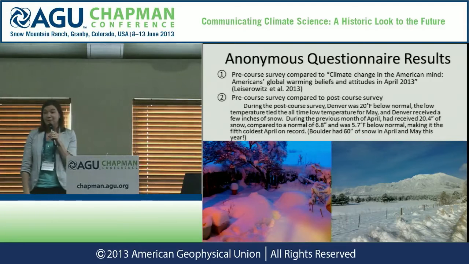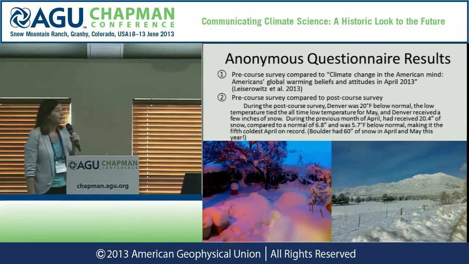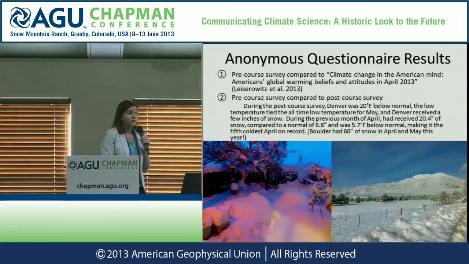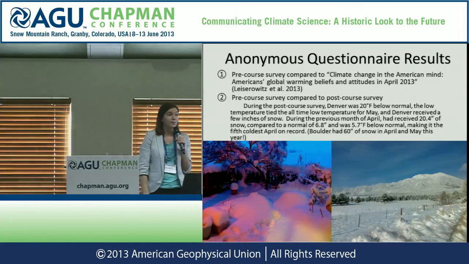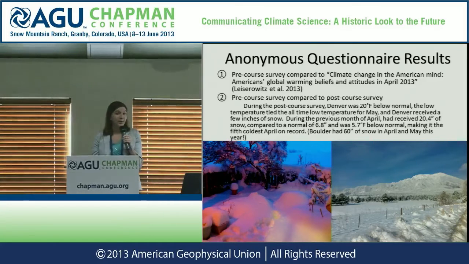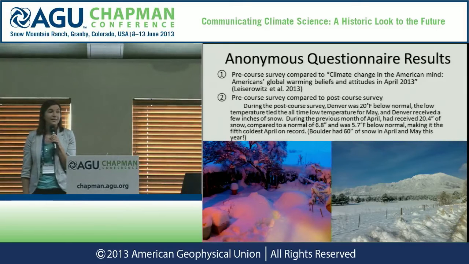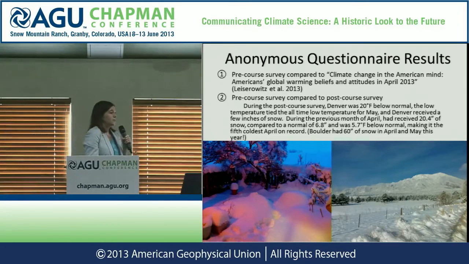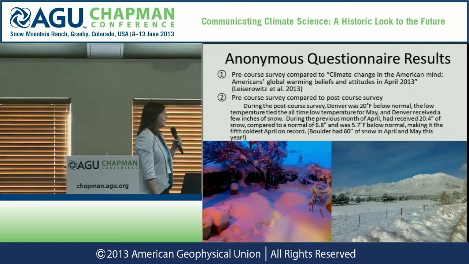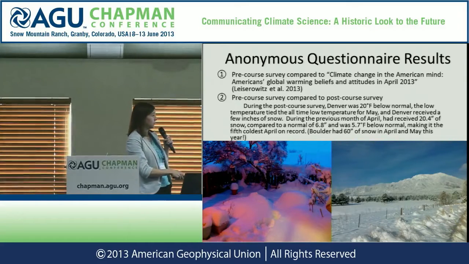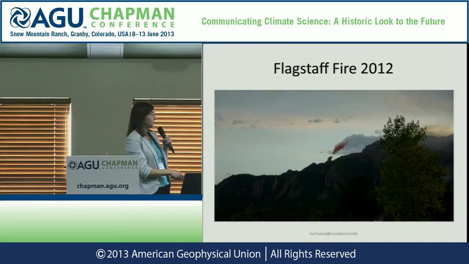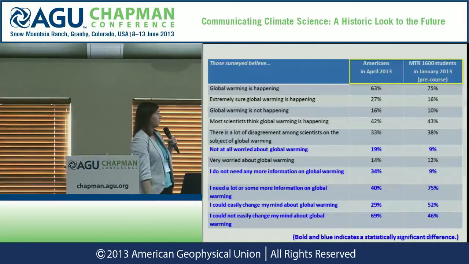But that was not the case when I gave the post-course survey. It was cold in Denver. We set the all-time low record for May the night before, and it was snowing, and the whole month of May was really cold. And in April, we had 20 inches of snow in Denver, which is very unusual, and in Boulder, we had 60 inches of snow, which made it really fun for me to get to work every day. And we were very happy to have the snow, though, because this mountain in this picture right here was on fire last summer. So we were very excited about all the moisture.